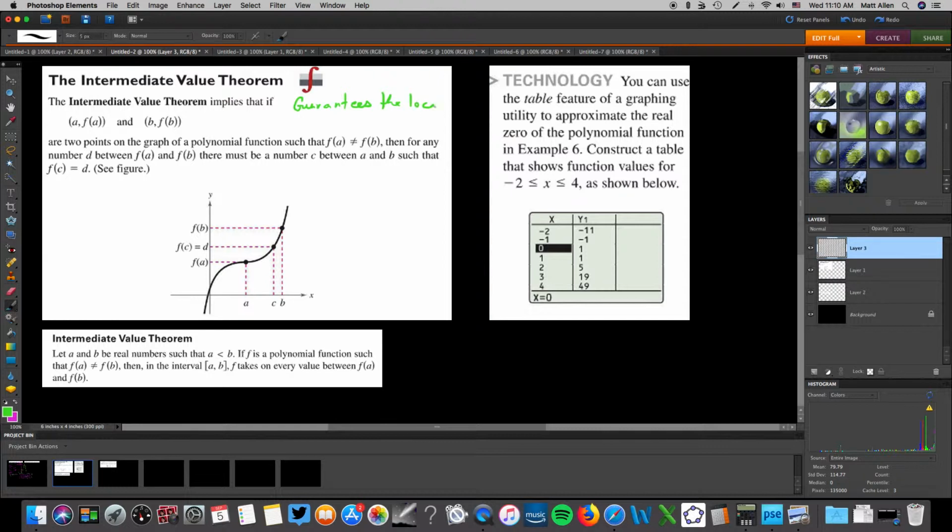the location of zeros. Okay, and zeros being these x values that when we plug them into a function cause it to be at a height of 0.